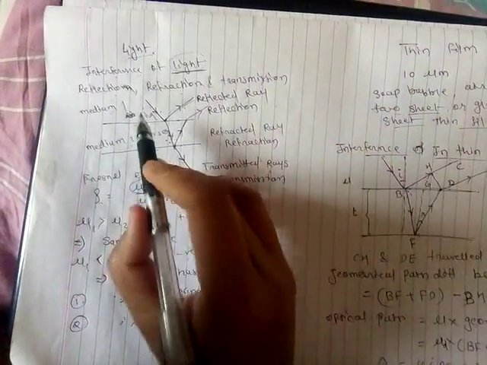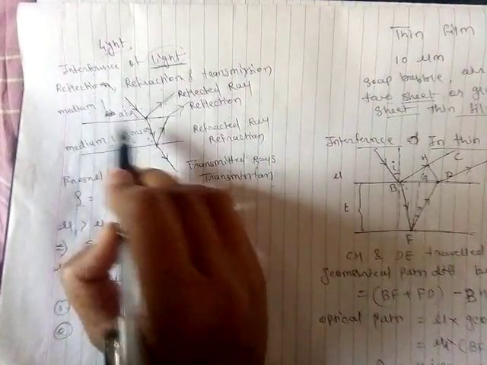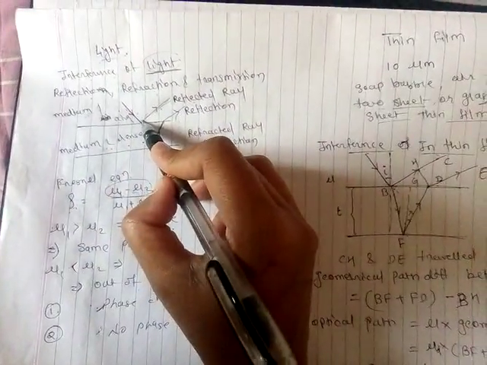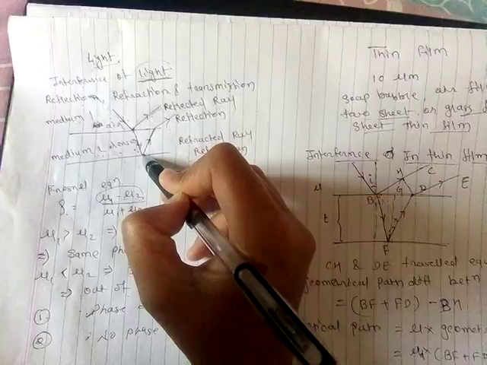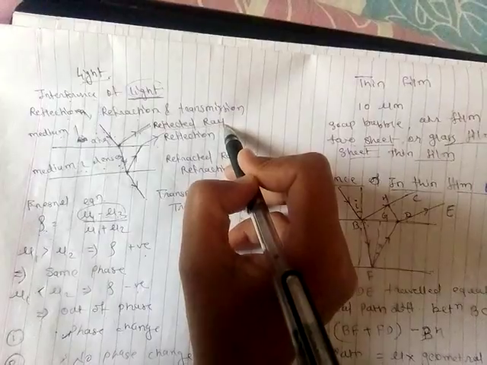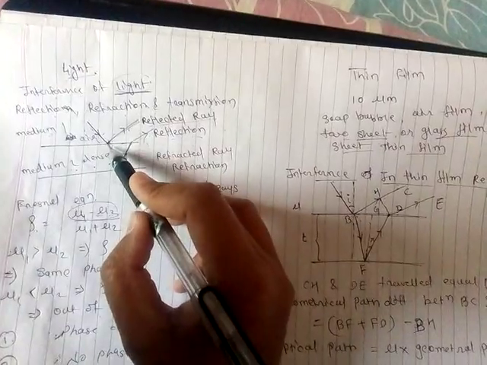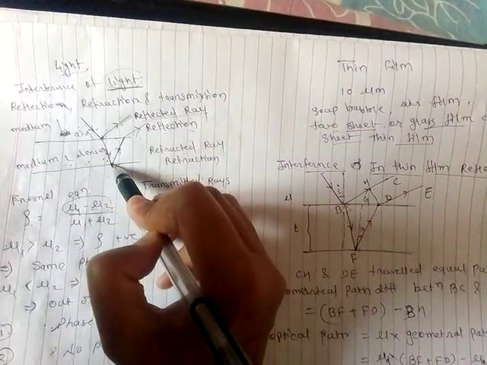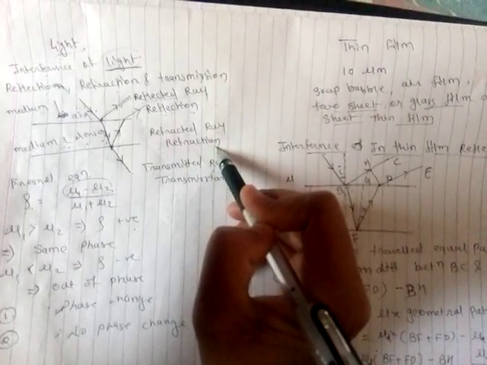When we talk about light, some terms are reflection, refraction and transmission. When a light ray is incident on the surface between medium 1 and medium 2, the light is partially bent in the same medium and partially bent in the other medium. The ray that bends in the same medium is called a reflected ray, or reflection. The ray that goes into the other medium, from medium 1 to medium 2, is called a refracted ray, or refraction.